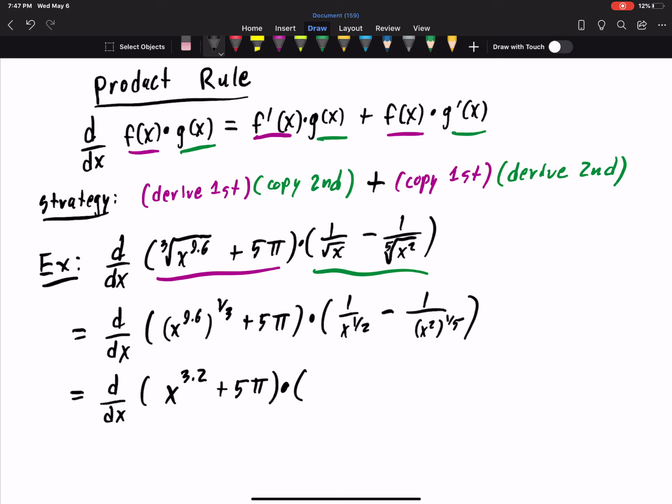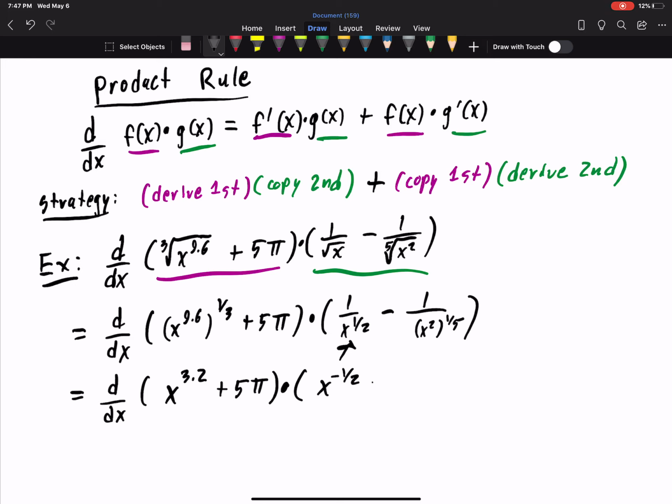Now in this term, we have x in the denominator. We want that in the numerator because we know we're going to have to use the power rule here at some point. So we're going to bring that up to the top. So we have minus x to the minus 1/2.